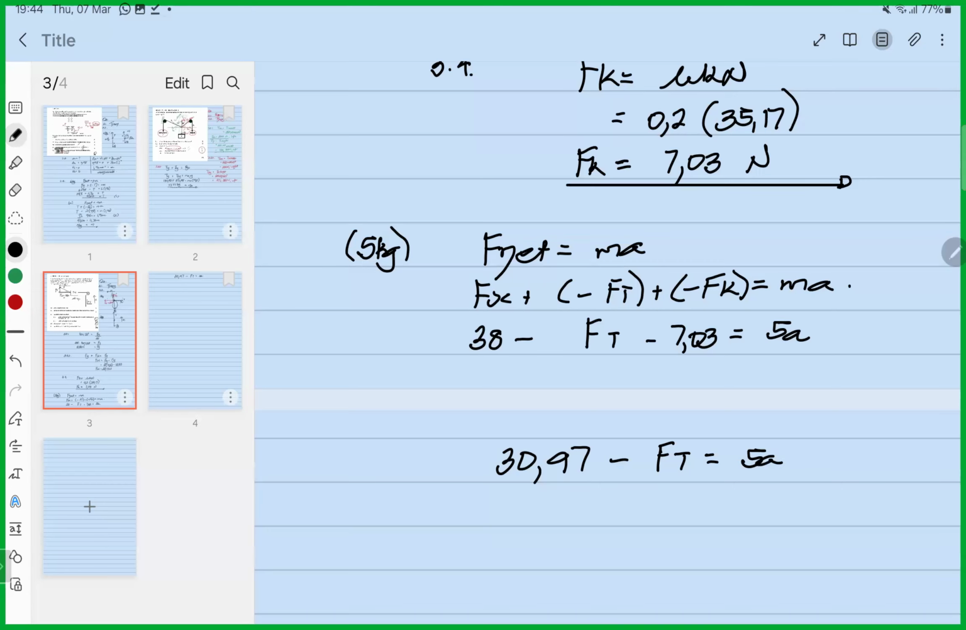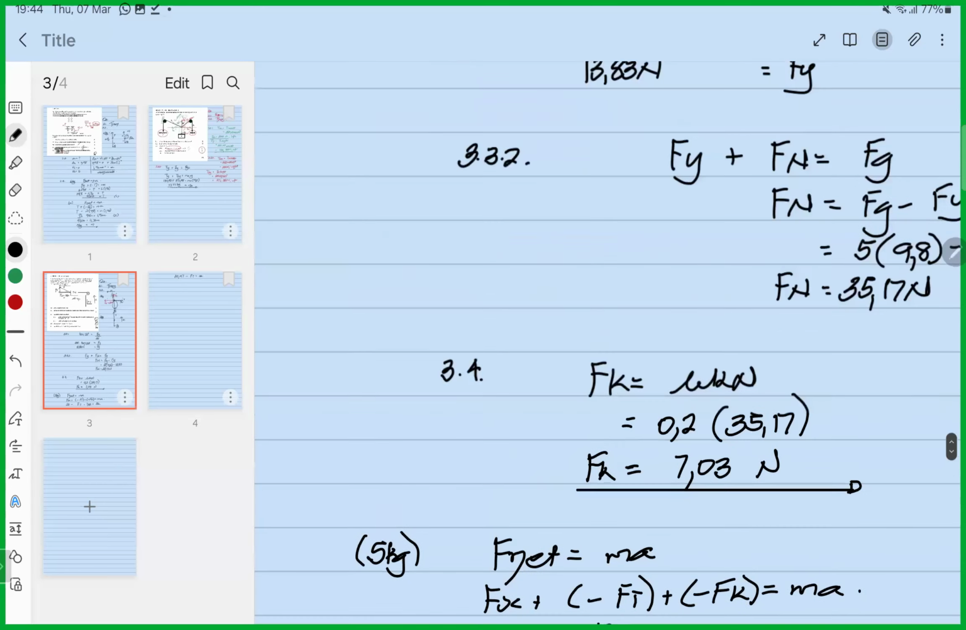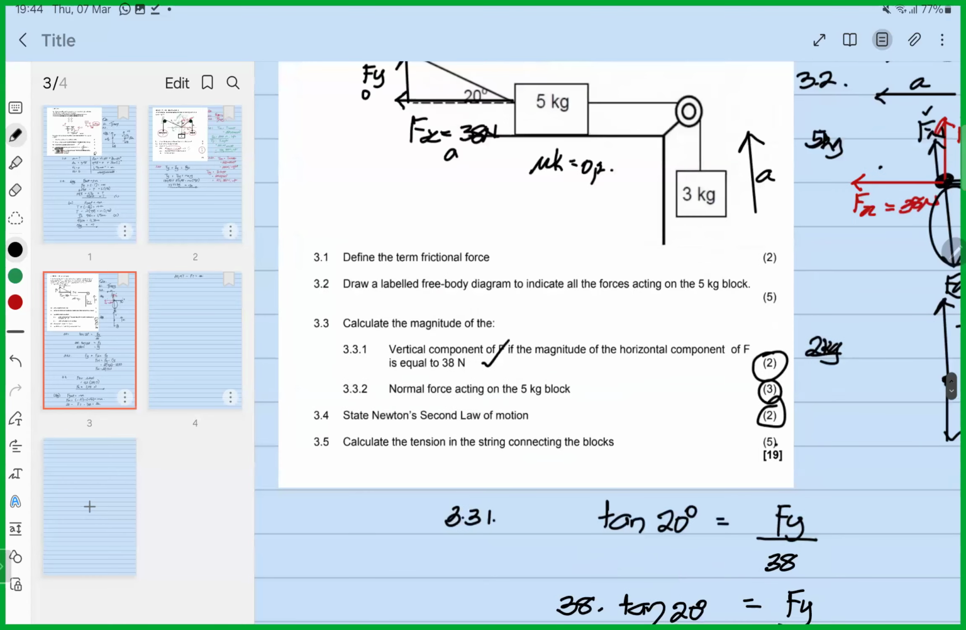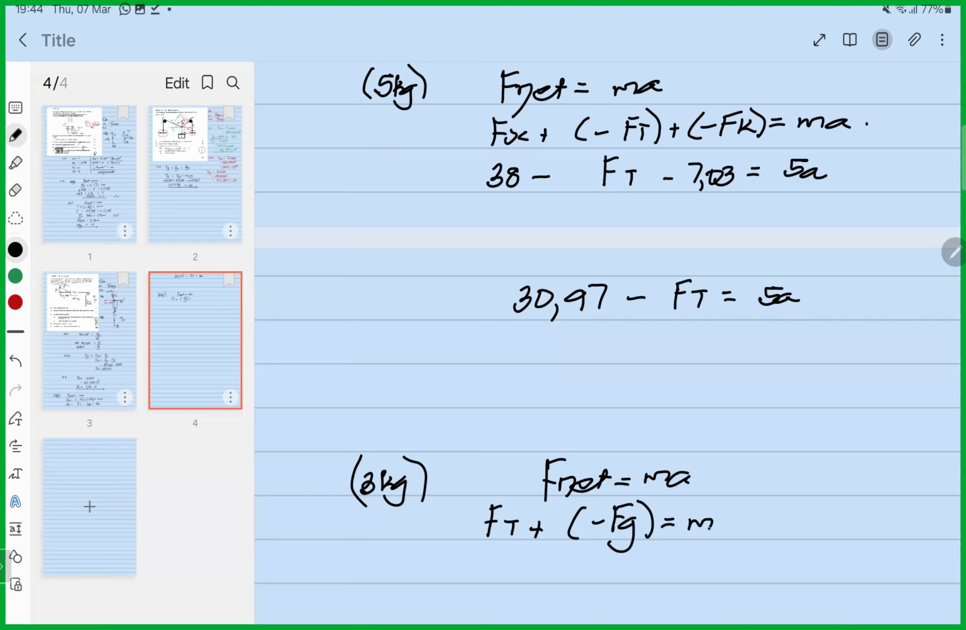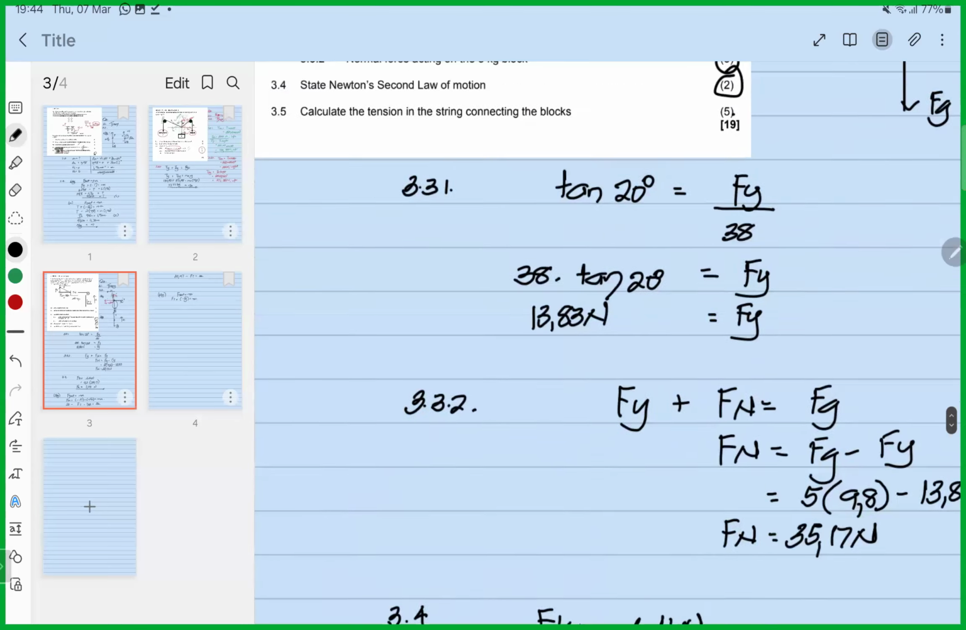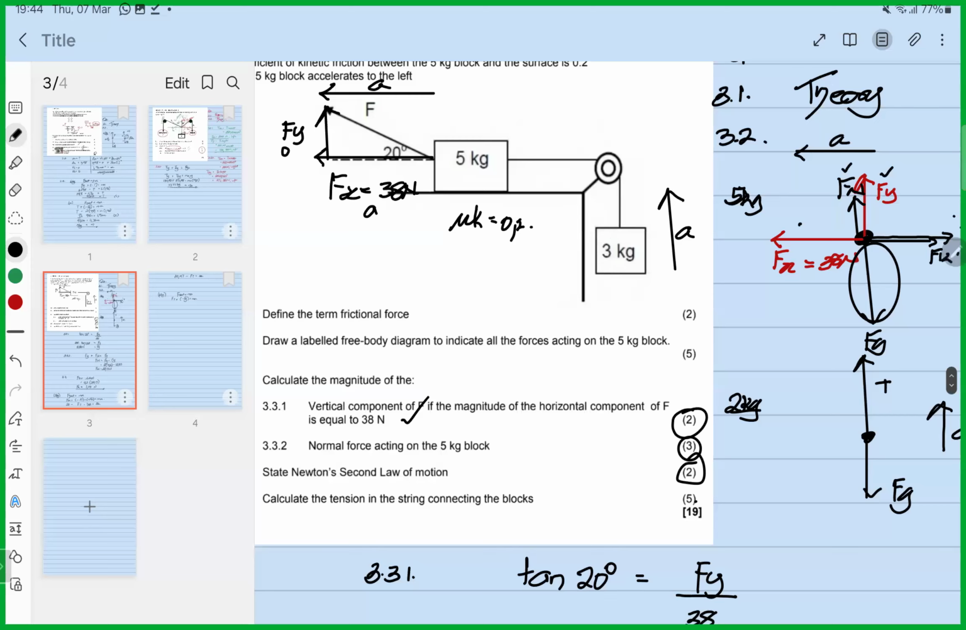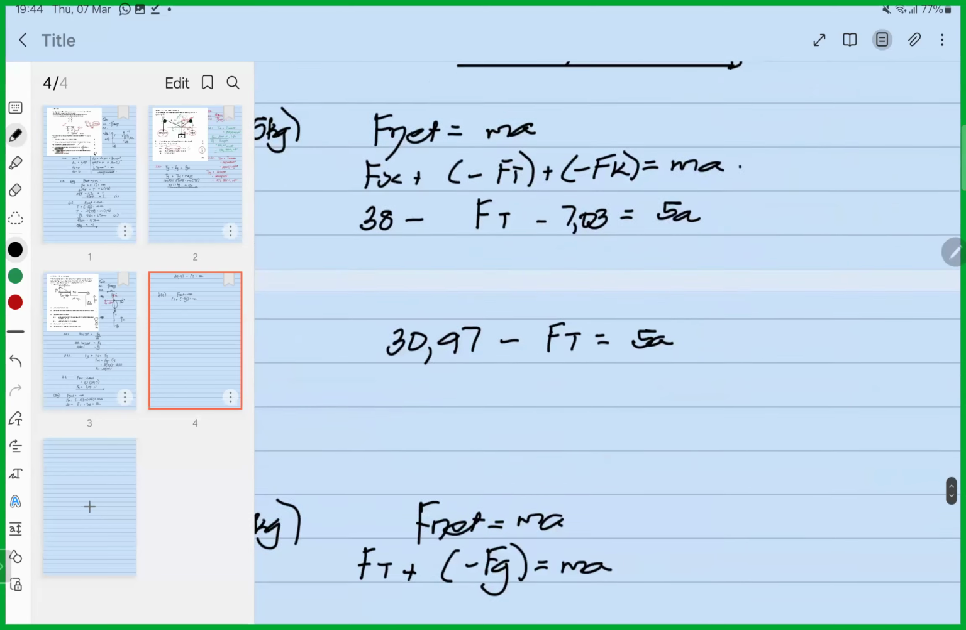But for now, I'm just going to leave that as it is. And then I'm going to go to the 3 kilogram. So for the 3 kilogram, it's going to be F net equals MA again. But because it's accelerating upwards, it's going to be your tension minus your gravitation equals MA.